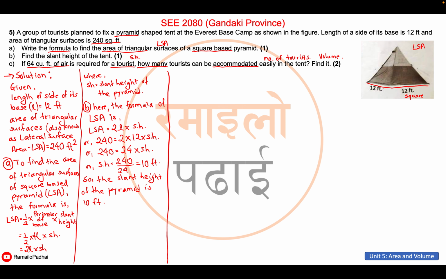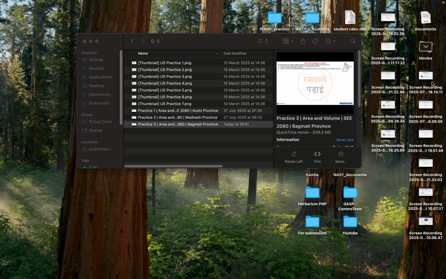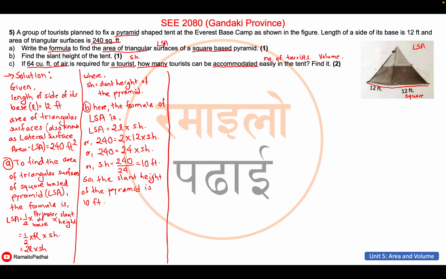Okay, before moving on to question number C, I will save what I have written, and then we will move forward. Okay, now moving on to C. What we have on C: if 64 cubic feet of air is required for a tourist, how many tourists can be accommodated easily in the tent? Find it.